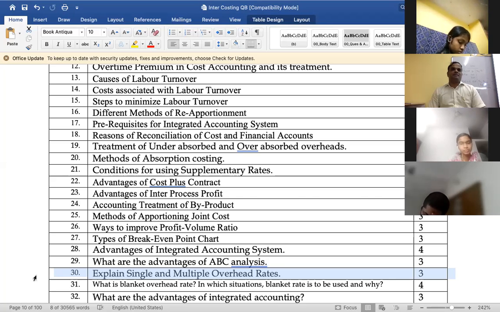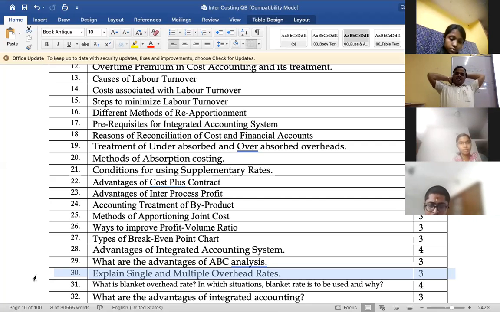So, overhead, departmental overhead. Blanket overhead and departmental overhead. Yes, the answer is correct.